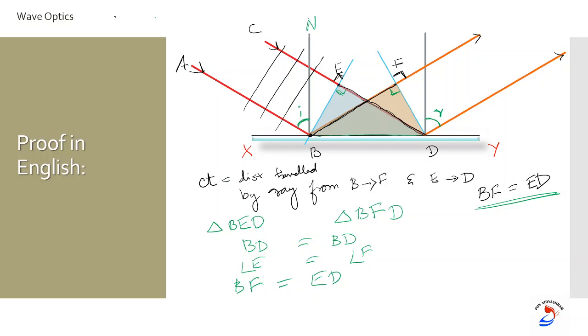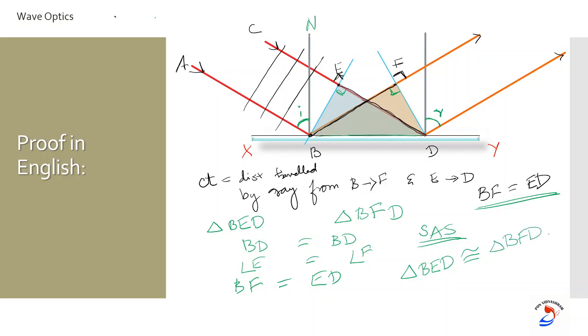Okay, so in this triangle we have proved that two sides are equal and one angle is equal. So in your maths you would have studied that by the rule of SAS, by that rule you can say that these two triangles are actually congruent to each other.